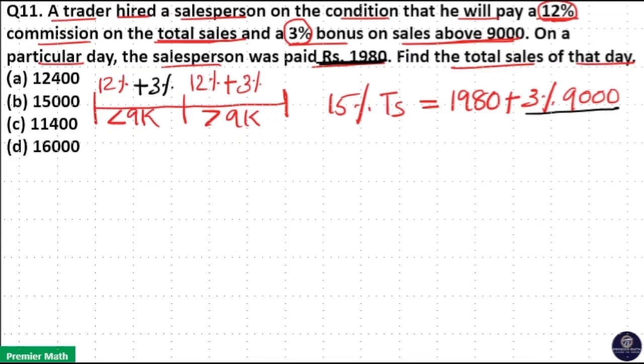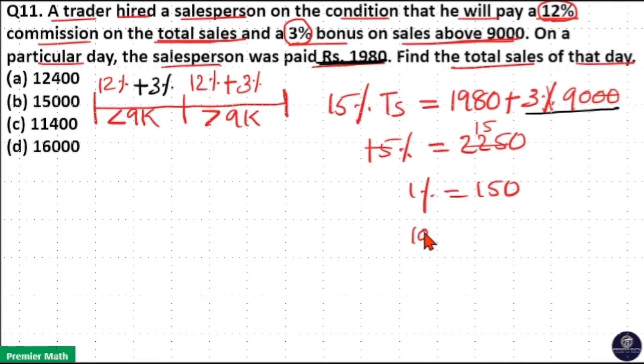Now the equation is complete. Here 3% of 9,000 means percentage, and the 00 gets cancelled. 3 into 90 is 270. So 1,980 plus 270 is 2,250. That is 15% of total sale. Then 1% is 150, because 15 goes 15 times in 2,250. That means 100% is 15,000. So option B is your answer.